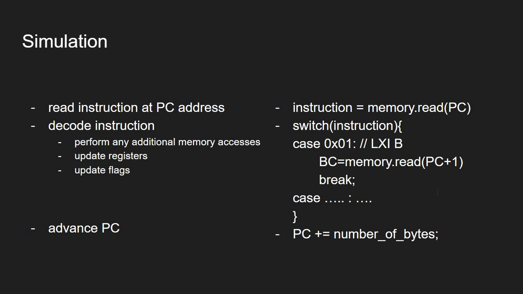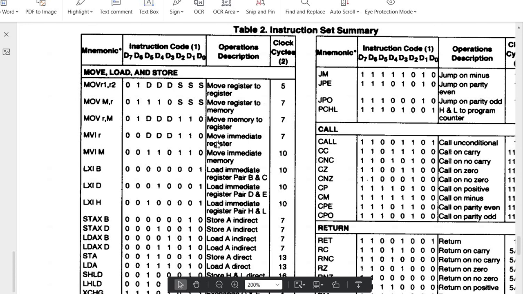So this is an idea of how to implement this simulation code, and we will look in detail at the implementation from the Java System Simulator project. But before we move on to that, let's see again in the datasheet. There are some instructions, like for example this move instruction, where the actual instruction contains two bits, the most significant two bits, which are 0, 1 in positions 6 and 7.